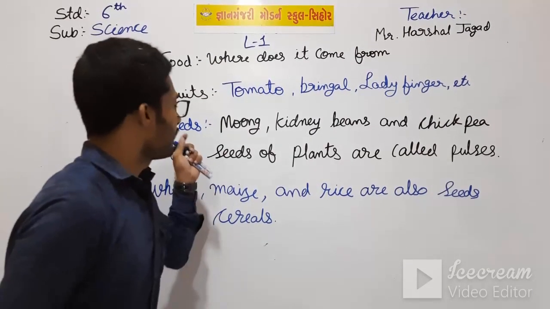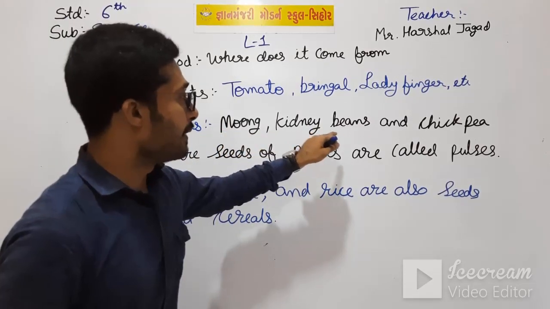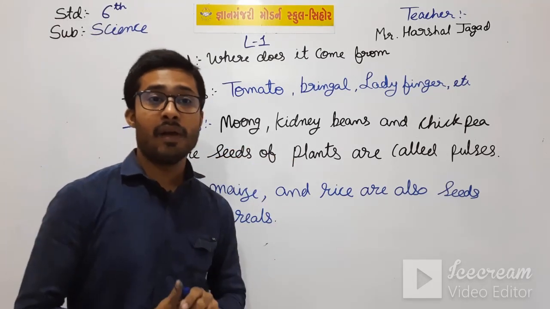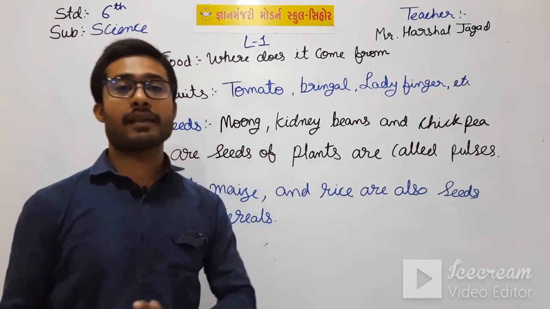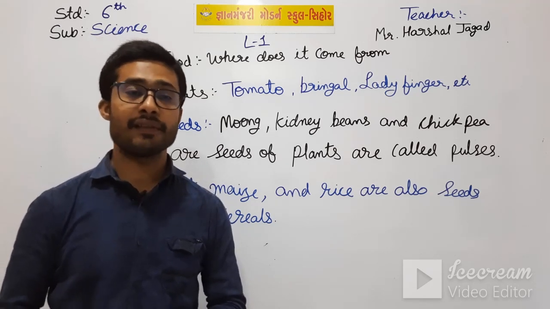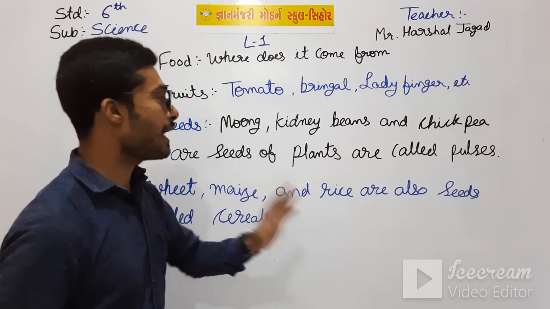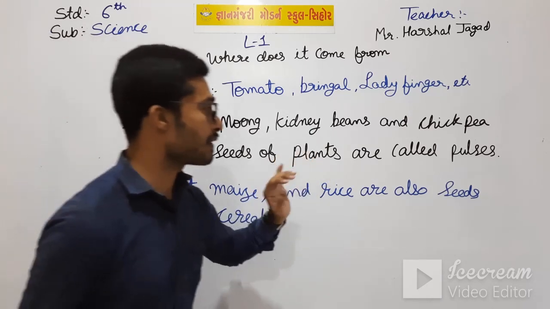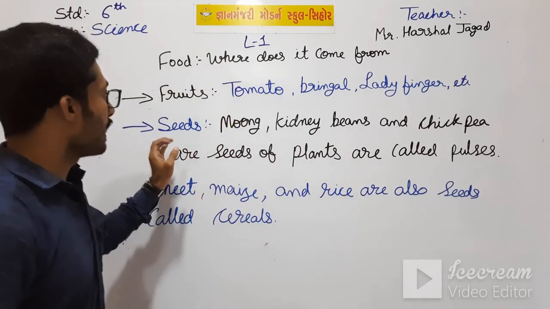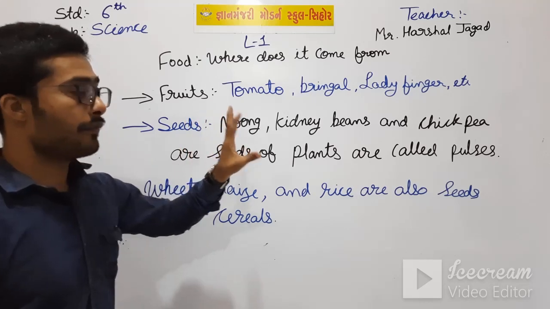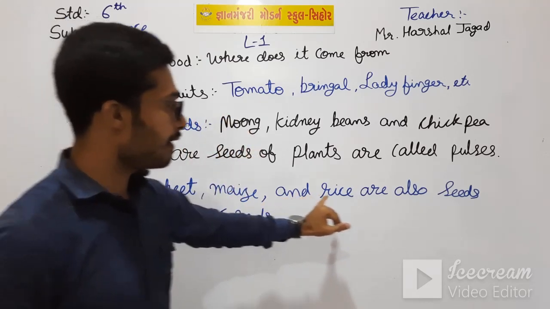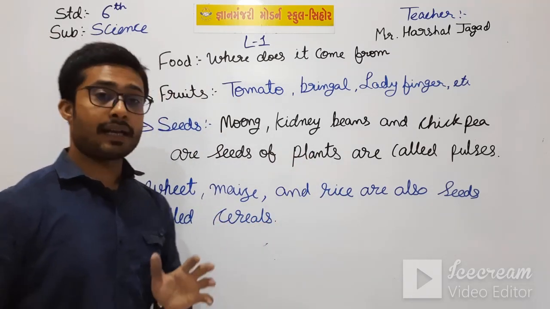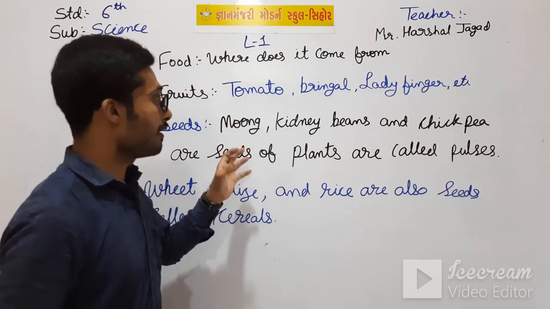So seeds: mung, kidney beans and chickpea, the seeds of plants, are called pulses. In your test or examination there will be a question asking for the definition of pulses. So you have to write that mung, kidney beans and chickpea, the seeds of the plants, are called pulses. There are different seeds and they are called by different names. So wheat, maize and rice are also seeds and are called cereals. These are the types of seeds, given below here.